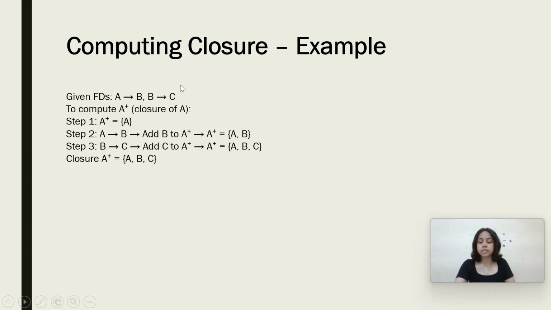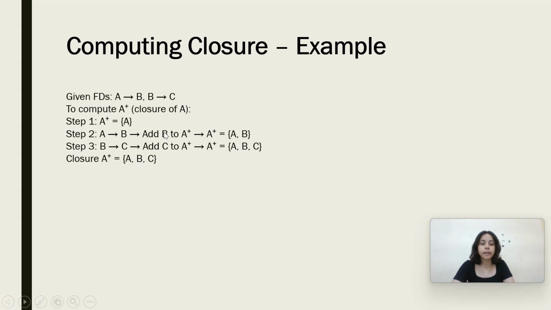Using functional dependencies, we can compute the closure of an attribute. Here we have a given functional dependency, A tends to B and B tends to C, for which we'll find the closure. We'll first find the closure of A. Step 1, the closure of A will have its own value in it, as we can derive A from A. Then step 2, A can derive B, so we'll add B as well in its closure, and then B can derive C, so here we can add C also in A's closure. So the closure of A will be A, B and C.